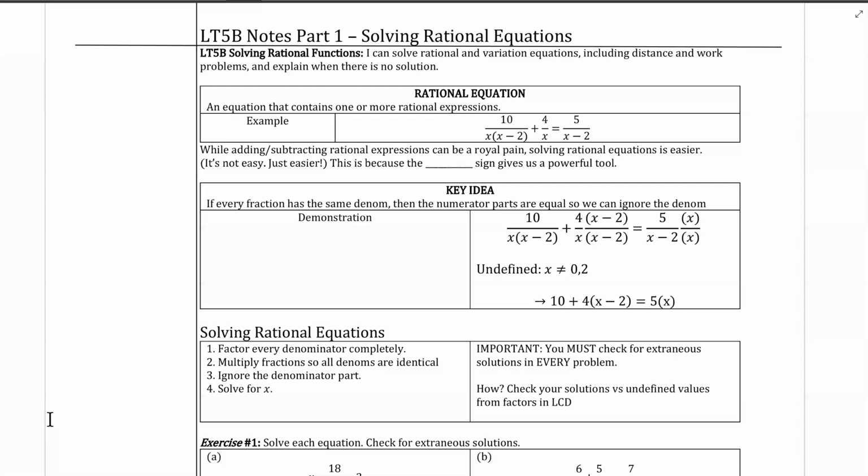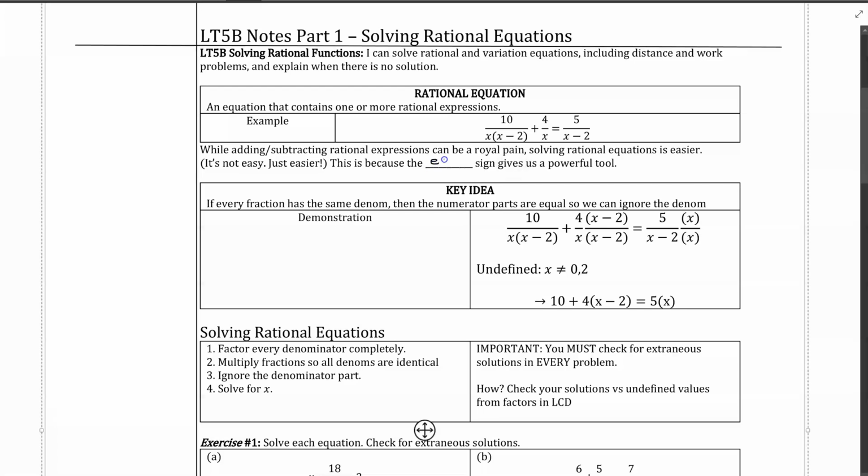And while adding and subtracting rational expressions from the previous learning target can be a royal pain, solving rational equations is much easier. Now, that isn't to say that it is easy, just much easier. The reason is because there is an equal sign, and the equal sign is a very powerful tool.